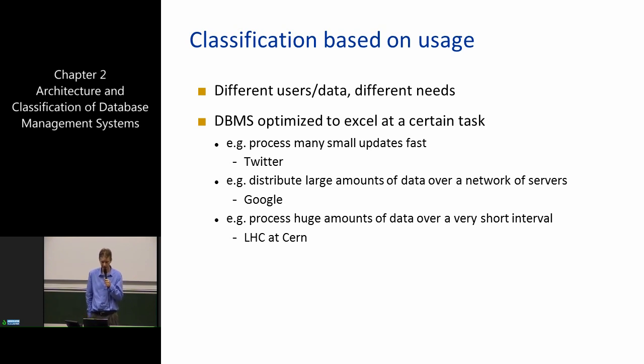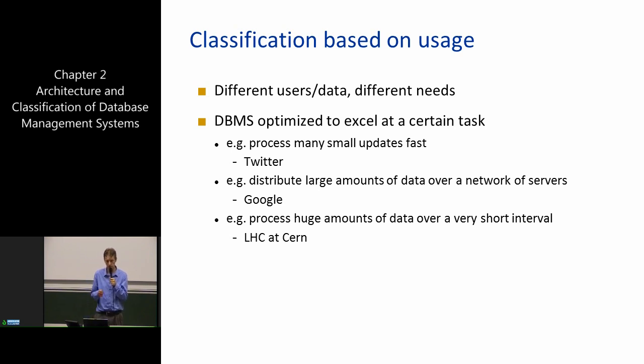We can also classify DBMSs based upon usage, because you can have different users that have, of course, different data needs and different needs of processing the data. So DBMSs can be optimized towards that usage as well. Imagine that one of the usages is processing many small updates fast. This is what you're going to do on Twitter. If you look at Twitter, people post messages on there continuously, and they continuously perform activities there like retweeting, answering to messages, and so on.